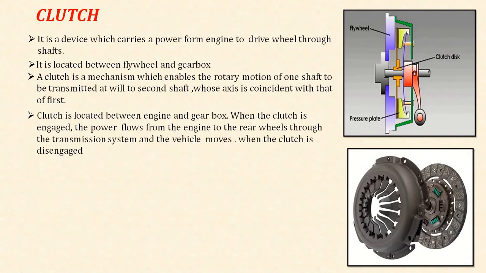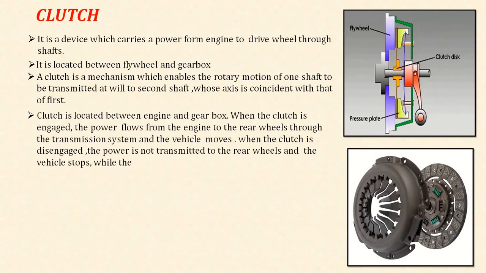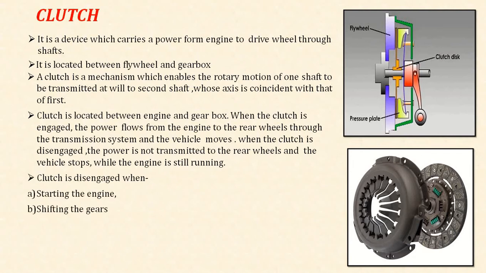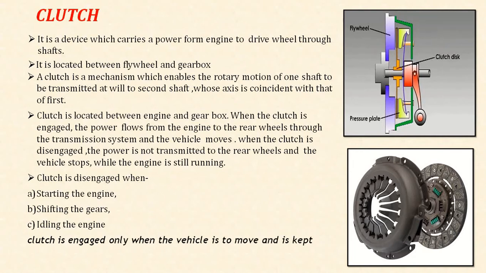When the clutch is engaged, the power flows from the engine to the rear wheels through the transmission system and the vehicle moves. When the clutch is disengaged, the power is not transmitted to the rear wheels and the vehicle stops while the engine is still running. The clutch is disengaged when starting the engine, shifting the gearbox and idling the engine. It is engaged only when the vehicle is to move and is kept engaged while the vehicle is moving.